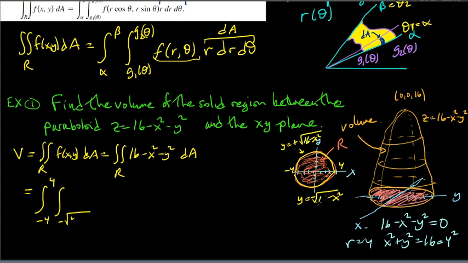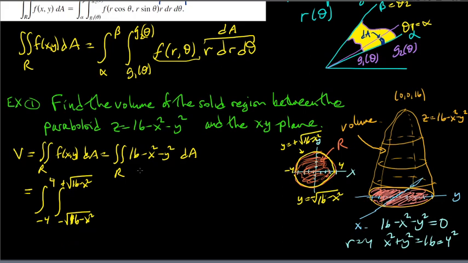There we go. That was an easy fix. Yep, so this should be negative square root of 16 minus x squared, and then positive square root of 16 minus x squared. Right, so those are our functions of y. That's our g1 of x, g2 of x, and so on.